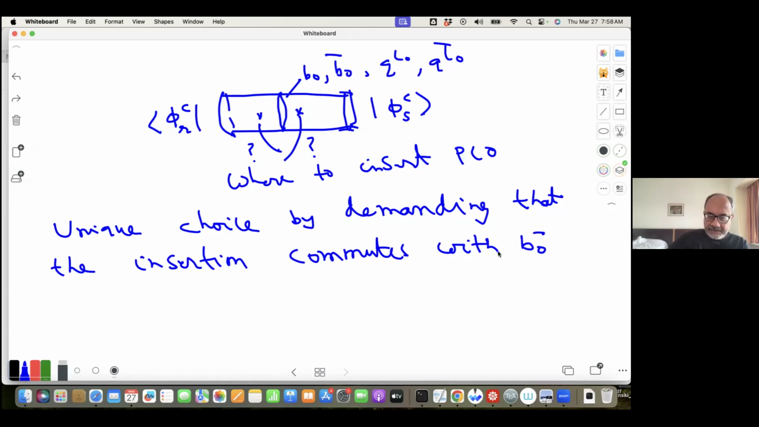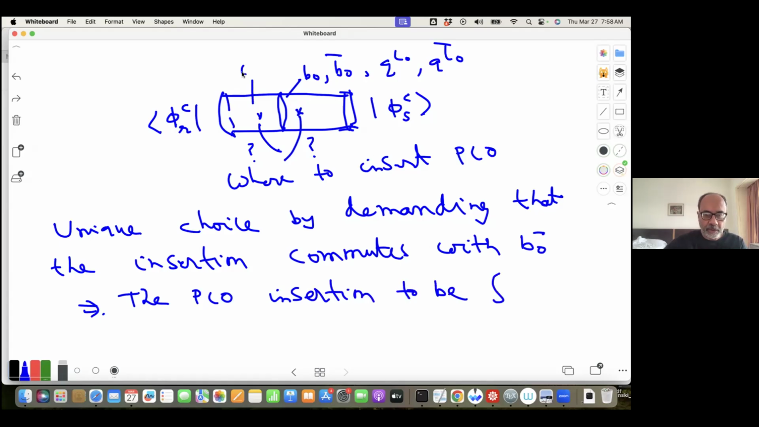And this fixes the location of the PCO. This fixes the PCO insertion to be in the W coordinate. If this is the W coordinate on the cylinder, dW chi of W, which I can also write as the integral from W equal to 0 to 2 pi, or from 0 to 1, dz by z pi of z.